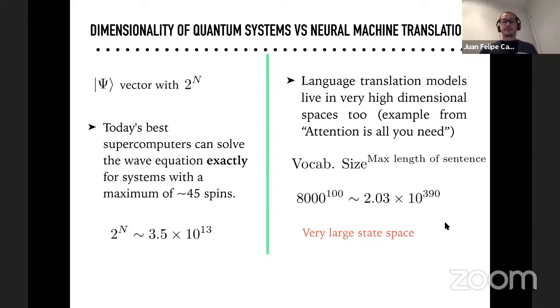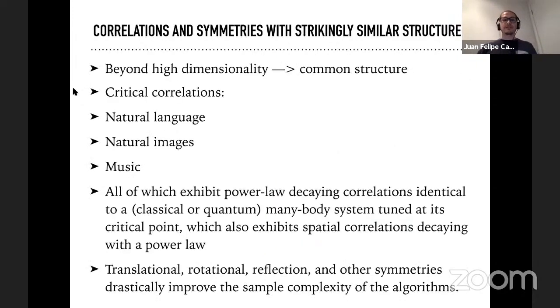The good news is both quantum physics and neural machine translation deal with problems with a lot of structure. So you know that even though these states live in very high dimensional spaces, the relevant states of interest live in a much lower dimensional space. And so we need to use this structure to be able to make progress both in quantum physics and in machine learning.